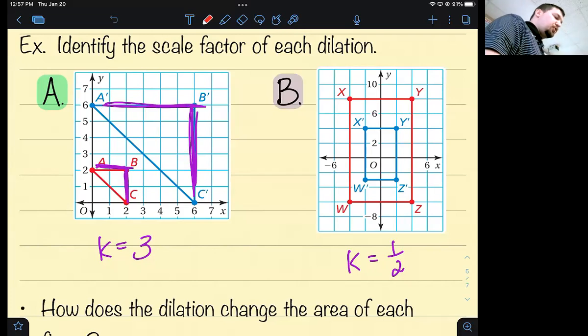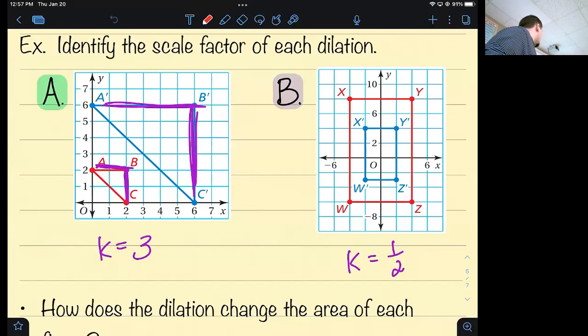So yesterday we looked at two different dilations where we were trying to figure out what the scale factor is for each of them. And so we went from red to blue. And since the blue triangle is bigger than the red triangle, we know the scale factor has to be bigger than 1. So they're multiplying by something bigger than 1, and it would end up being a 3.